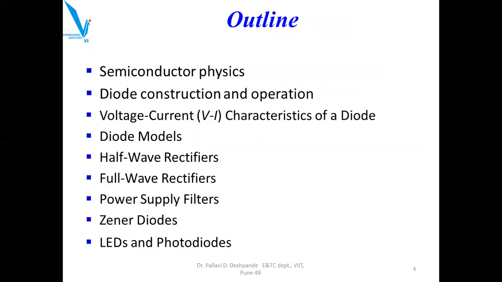Outline of your unit number 1: Semiconductor Physics, Diode Construction and Operation, VI characteristics of a diode, diode models, half wave rectifier, full wave rectifiers, Zener diodes, LEDs and photodiodes.